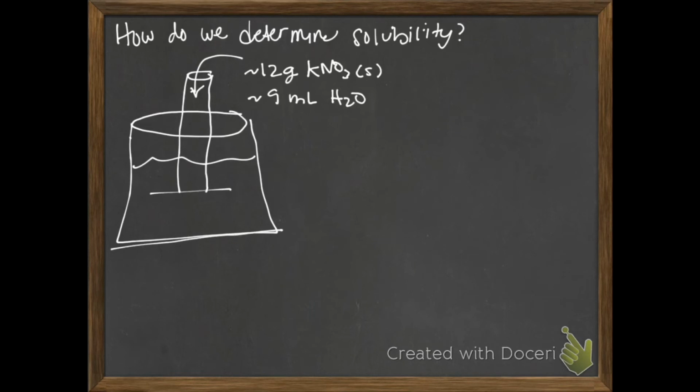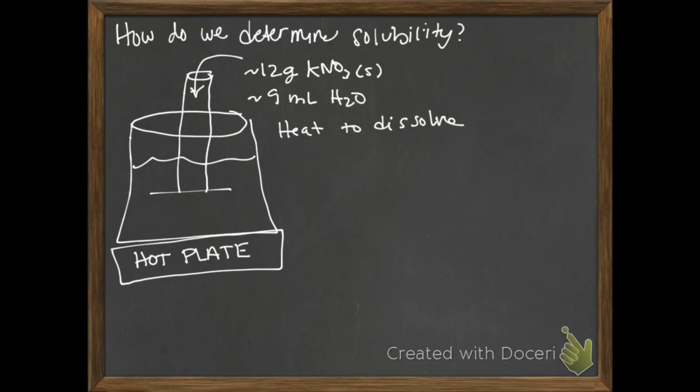So we're going to put it in a big beaker that's on a hot plate, so we can heat it up so that it dissolves. We're going to heat to dissolve that solid potassium nitrate in the water and make a solution. Once we make that solution, we can record the volume of the solution. It's going to be greater than 9 mL because we've added a lot of solid, 12 grams. So we'll call it the actual volume.